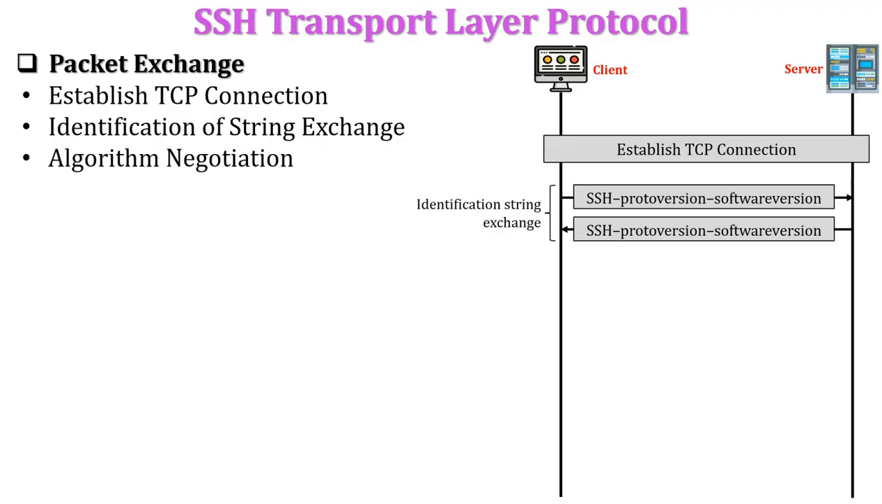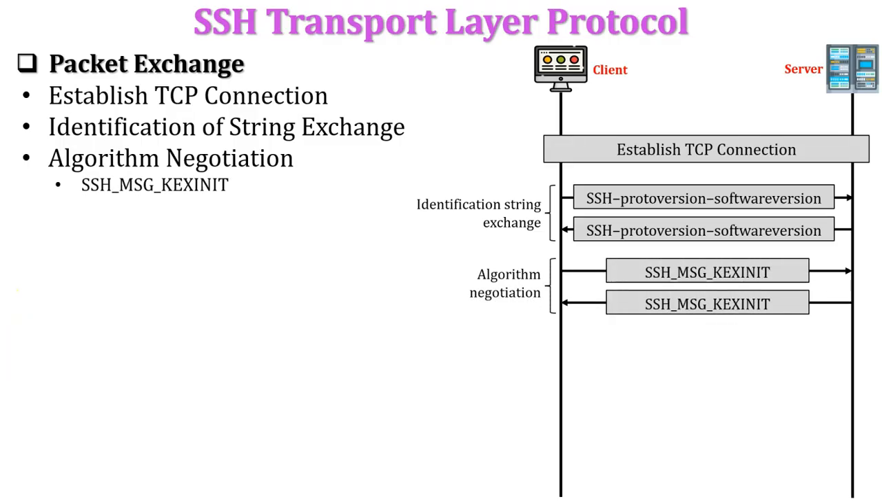The next step is algorithm negotiation. In this step, the client and server send an SSH message, key exchange initialization. This message contains a list of supported algorithms. There is one list for each type of cryptographic algorithm. The first one is the key exchange algorithm. Here, the Diffie-Hellman key exchange algorithm is used.